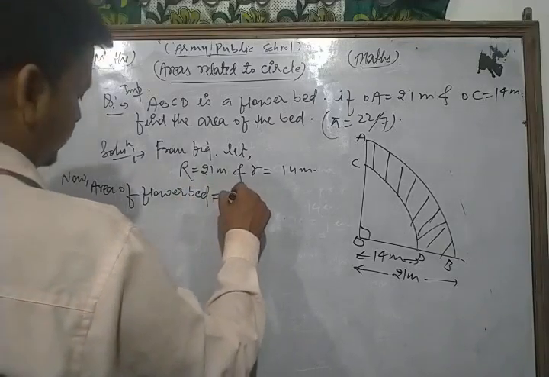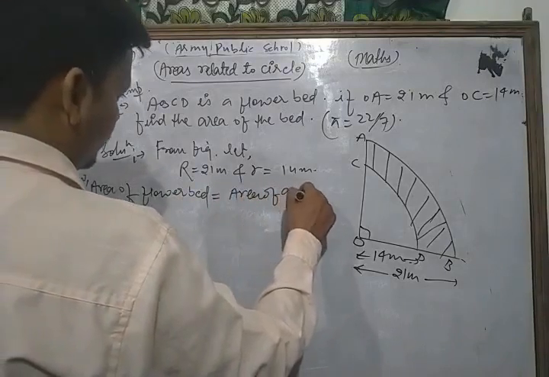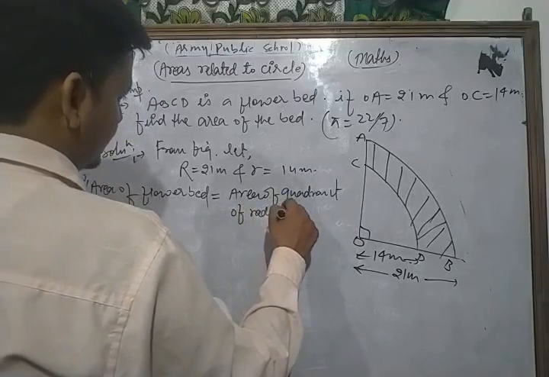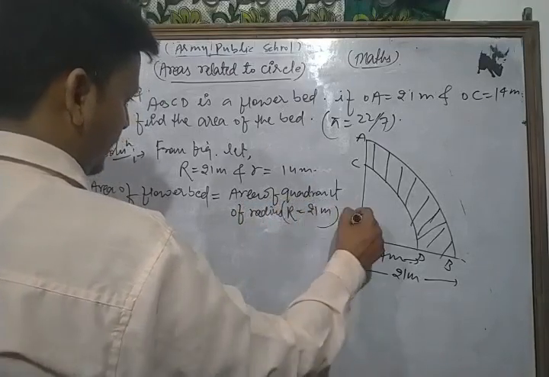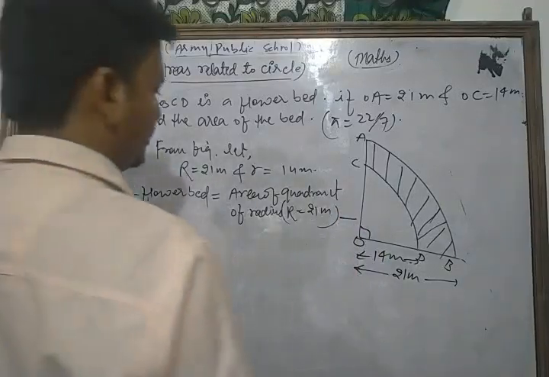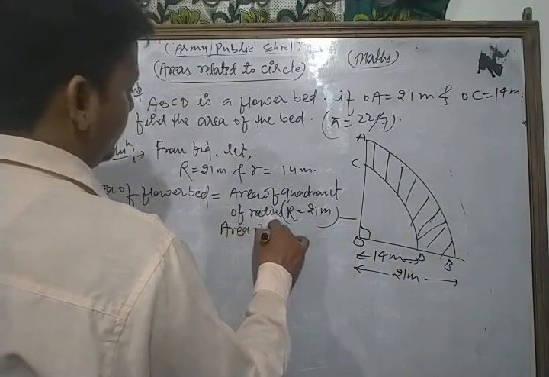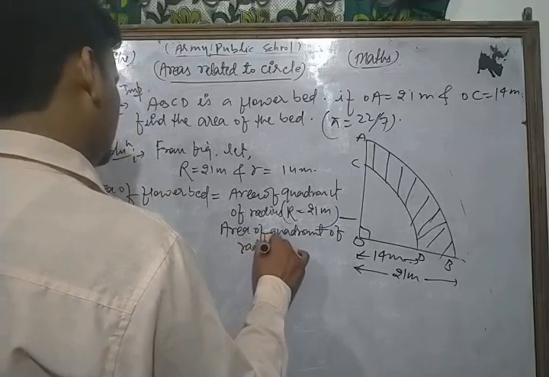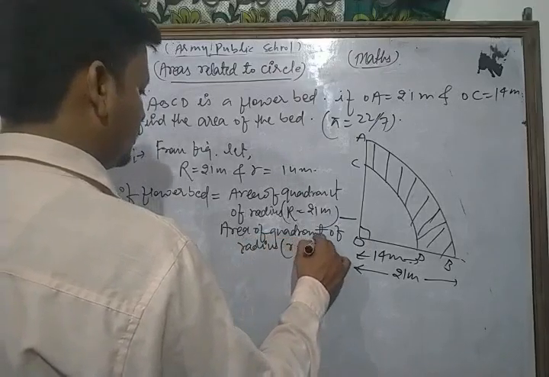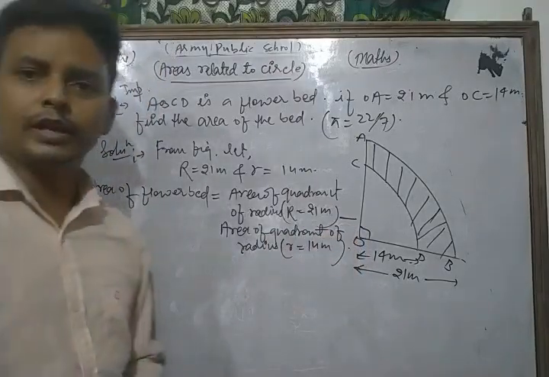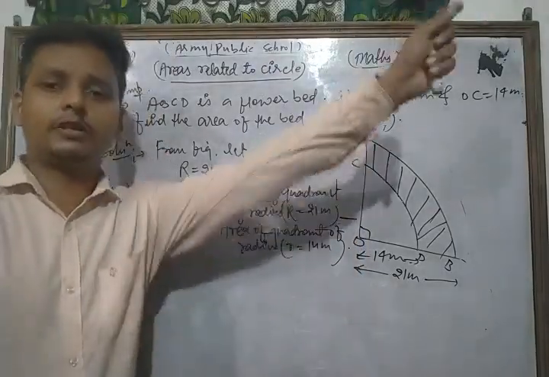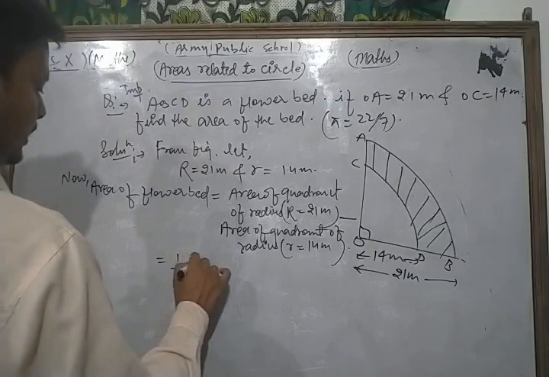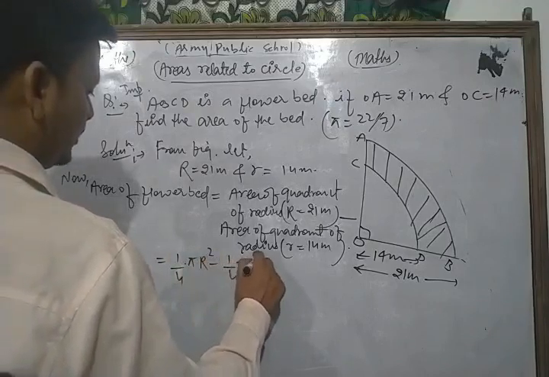Area of quadrant of radius R, which is 21 meter, minus the area of the quadrant of radius small r, which is 14 meter. You know that the formula for the area of a quadrant is pi r square by 4. Now look, 1 by 4 into pi R square minus 1 by 4 pi small r square.